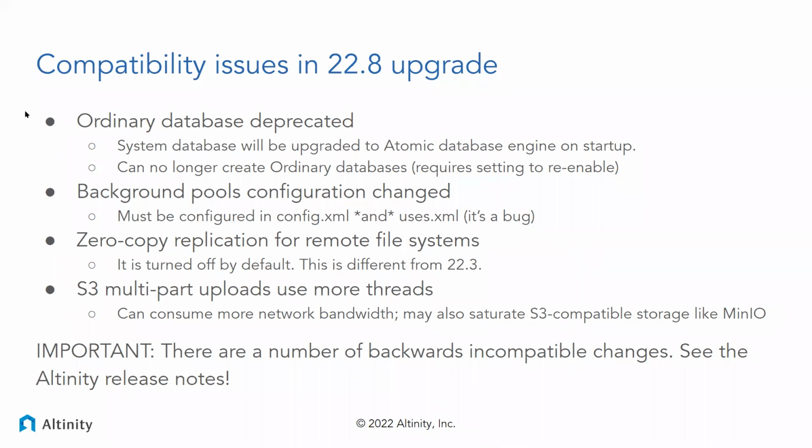And speaking of S3, multi-part uploads use more threads, so they have the ability to move data faster, but on the flip side can saturate your network bandwidth. We've seen problems with that in production systems that were not prepared for that change, particularly, for example, people using systems like MinIO. And there are a number of backwards incompatible changes there that you'll need to be aware of for your applications. Have a look at the release notes. It's all there.